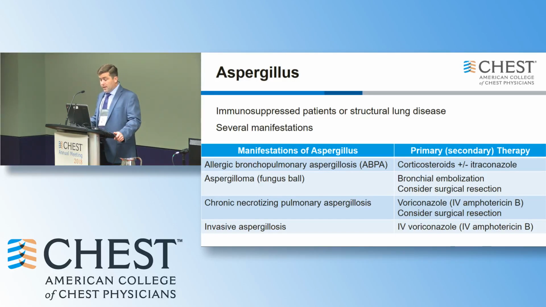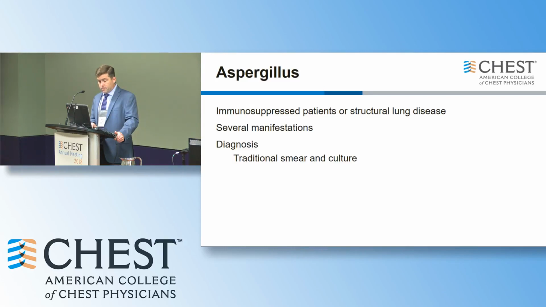We have chronic necrotizing pulmonary aspergillosis, like the case that we just saw here, where it's treated with voriconazole and considering surgical resection as we did. And finally, invasive aspergillosis. We'll see this many times in our bone marrow transplant recipients. It's a very serious, somewhat lethal disease that is treated with IV voriconazole or sometimes amphotericin.